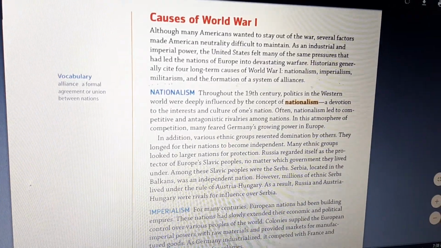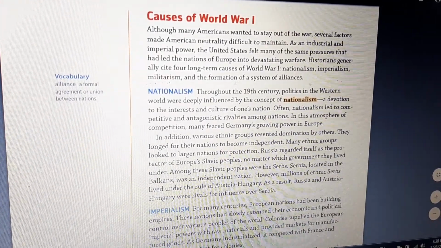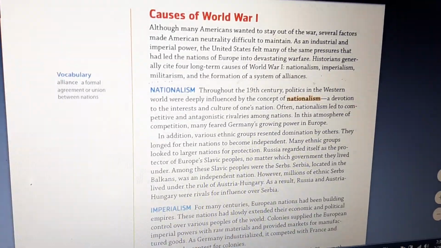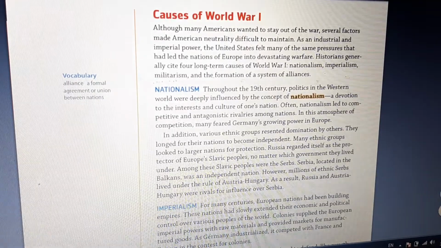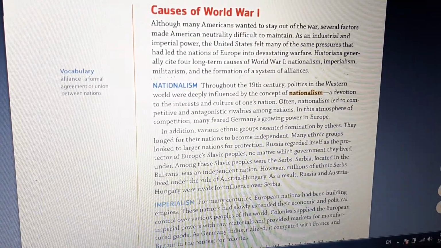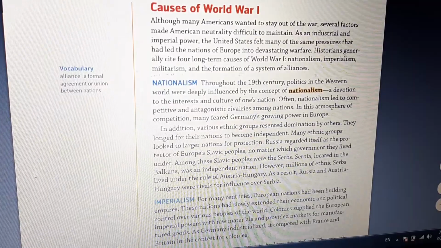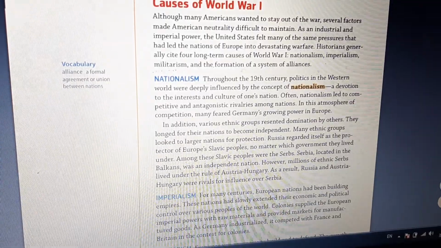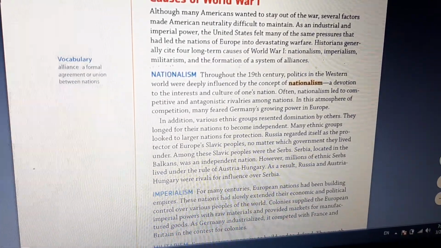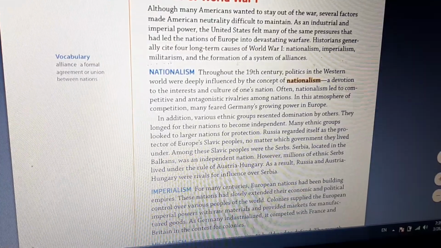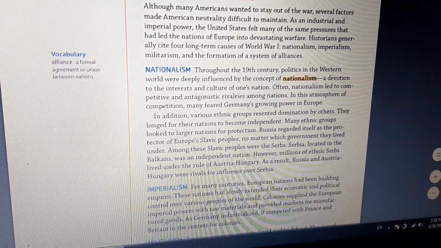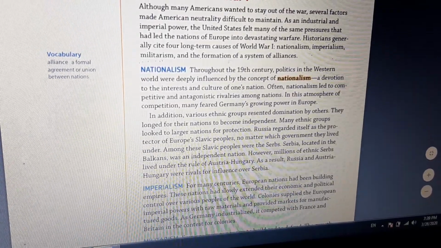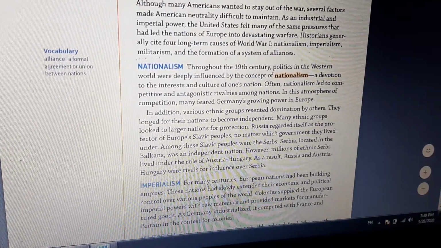Okay, then we're moving to the causes of World War One. Although many Americans wanted to stay out of the war, several factors made the American neutrality difficult to maintain. As an industrial and imperial power, the United States felt many of the same pressures that had led the nations of Europe into devastating warfare. Historians generally cite four long-term causes: nationalism, imperialism, militarism, and the formation of a system of alliances.